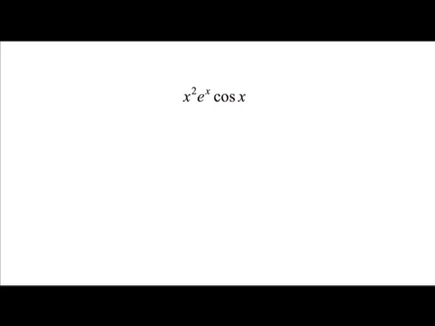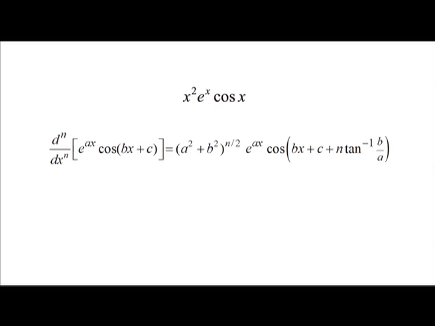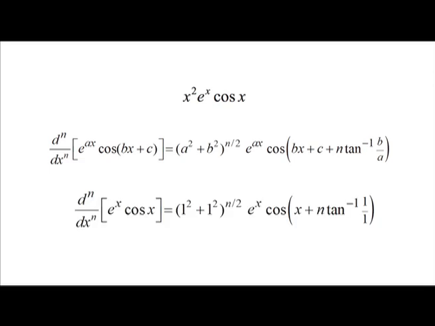For this, using the relation, the nth derivative of e^(ax) cos(bx + c) equals (a² + b²)^(n/2) e^(ax) cos(bx + c + n tan⁻¹(b/a)), and taking a = b = 1 and c = 0, we first find the nth derivative of e^x cos x as: the nth derivative of e^x cos x equals (1² + 1²)^(n/2) e^x cos(x + n tan⁻¹(1/1)).